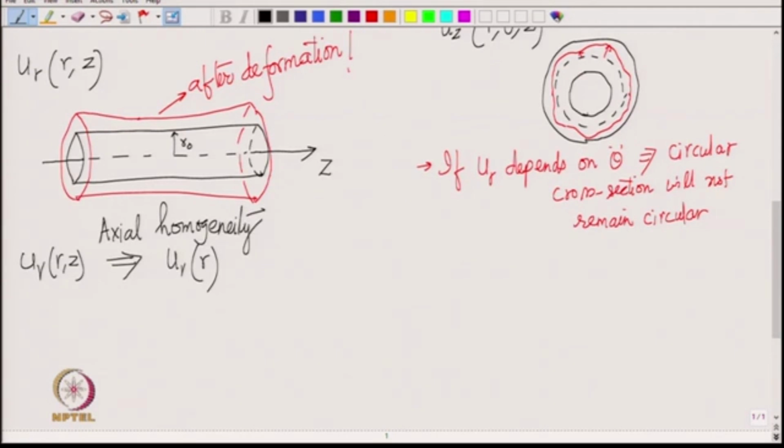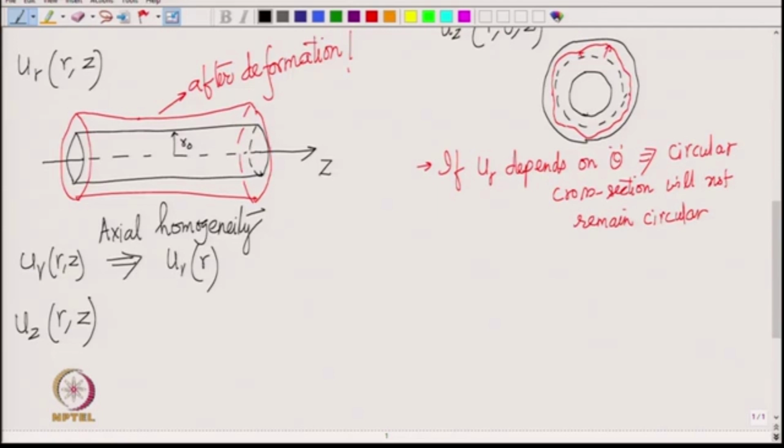Okay. Let us think of u z, for example. Can we further impose some restriction on u z? So, u z right now is a function of both r and z. So, what does u z do? u z is the displacement in the z direction along the axis.